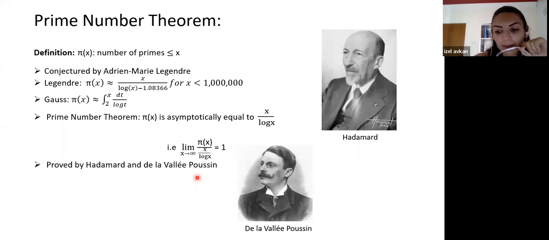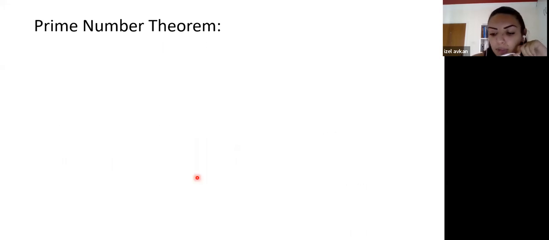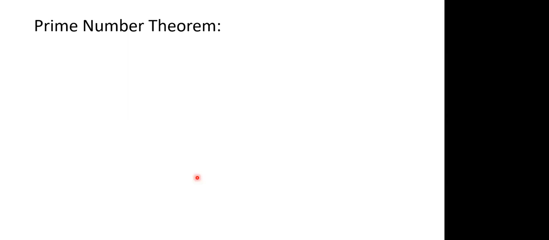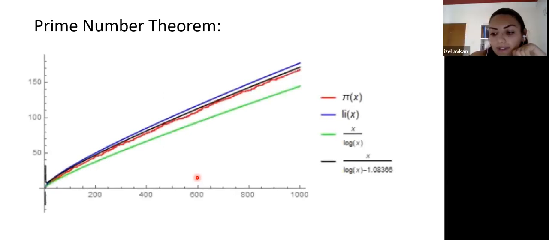Moreover, I would like to show some graphs to see if the computational evidence supports the prime number theorem. In this figure, you can see graphs of 4 different functions. It is π of x, Li of x, which stands for the logarithmic integral and is Gauss's approximation, x over log x, which is what prime number theorem claims, and finally Legendre's approximation.